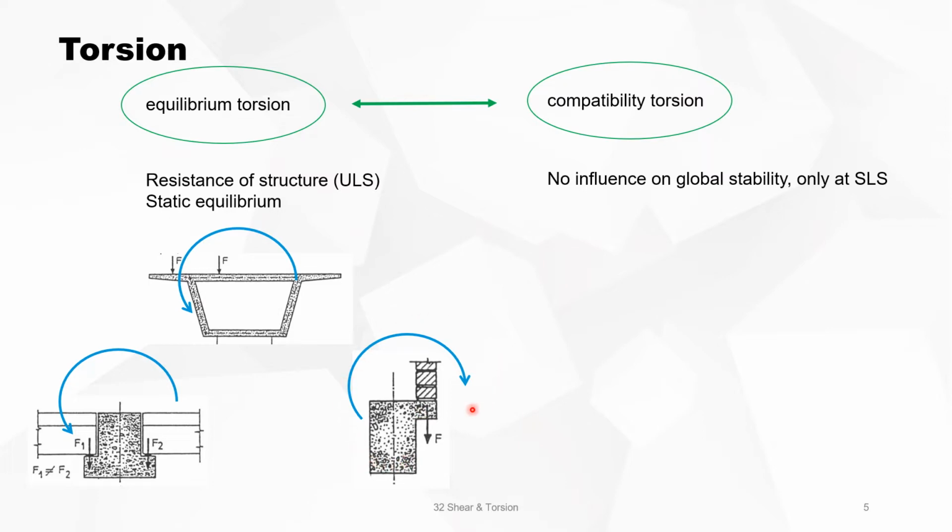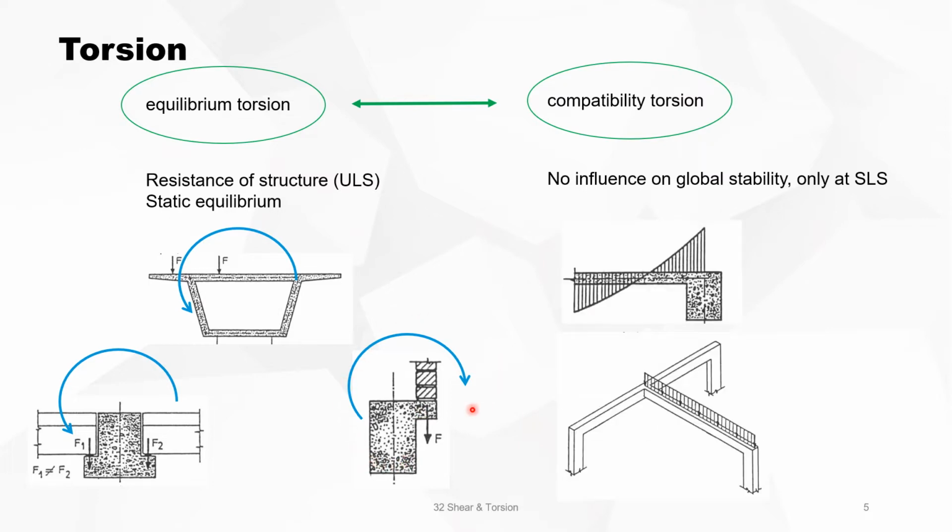have an equilibrium torsion. An example of compatibility torsion is when you have a beam portal system like this, then you will have compatibility torsion. The same happens when you have a continuous slab ending in your beam. There is also in fact a compatibility torsion.